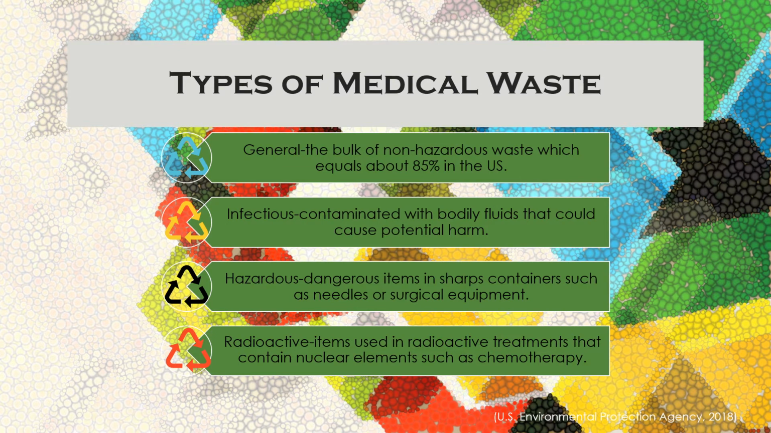There are several types of medical waste, but we're going to be focusing on the four according to the United States Environmental Protection Agency. The first is general, which is the bulk of non-hazardous waste, which equals about 85% of the waste in the U.S. There's infectious, which is contaminated with bodily fluids that could cause potential harm. Hazardous, which is dangerous items in sharps containers such as needles or surgical equipment. There's radioactive, items used in radioactive treatments that can contain nuclear elements, such as chemotherapy.